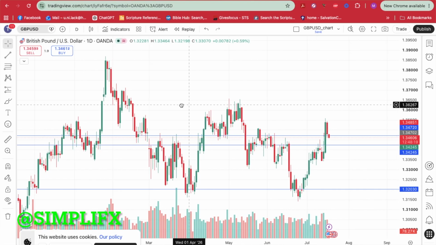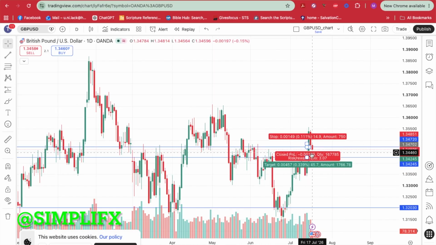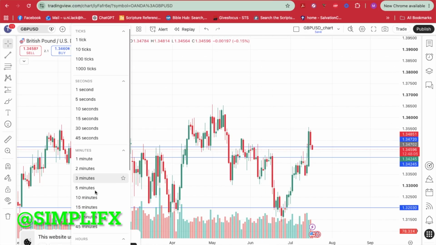So overall, the trend is showing an uptrend. We see some lower lows here, but overall it's an uptrend. That's nice to know, but for my trading technique, it doesn't really impact me. What impacts me is the 4 hour chart.